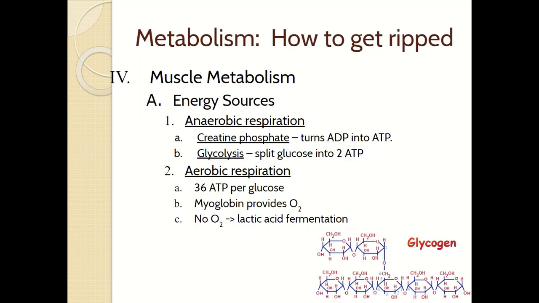So first thing we're going to talk about is muscle metabolism, how we get all the energy to make your muscles do all that work. So basically, there are two main energy sources inside of muscle tissue. One is called anaerobic respiration, and the word anaerobic means without oxygen. So this is where we have little to no oxygen being used inside of the muscle.